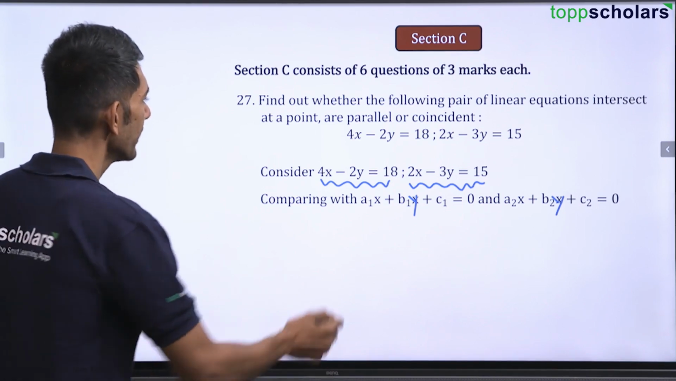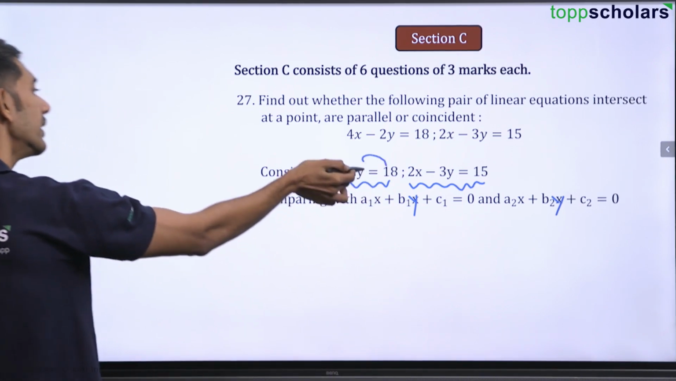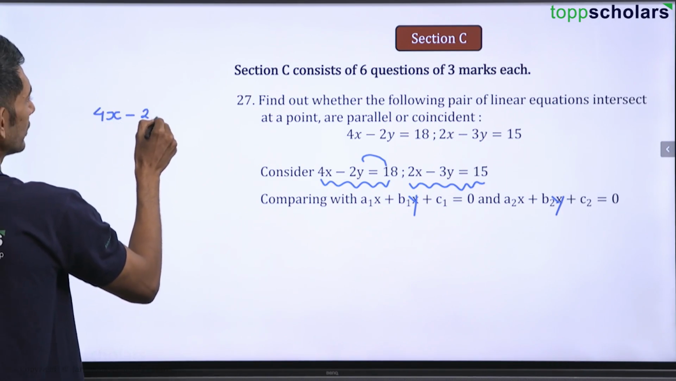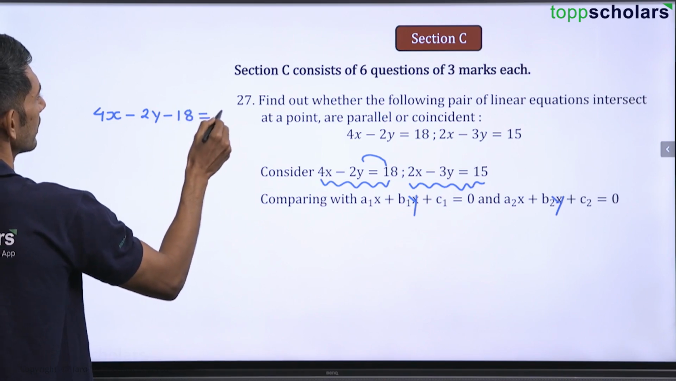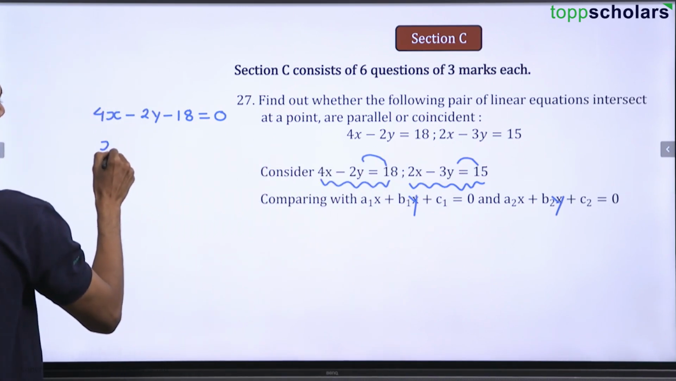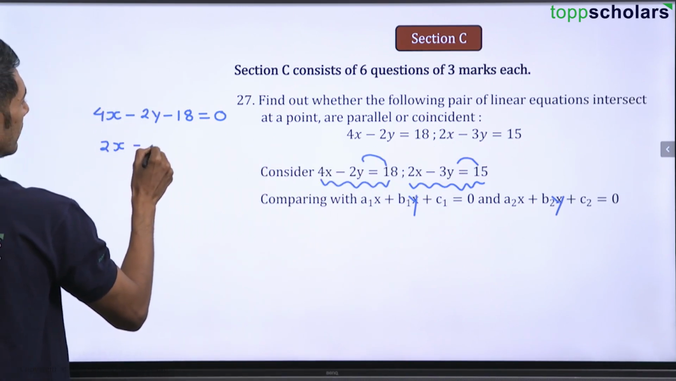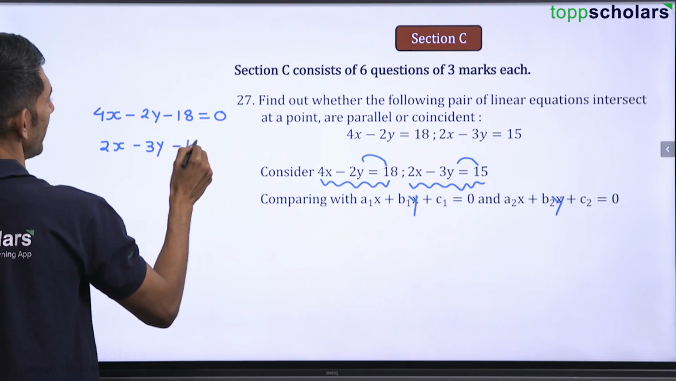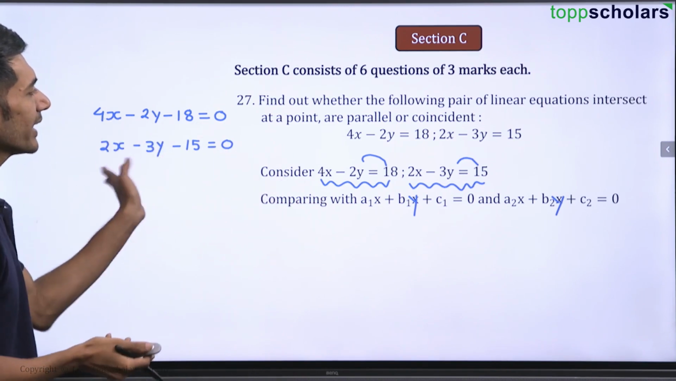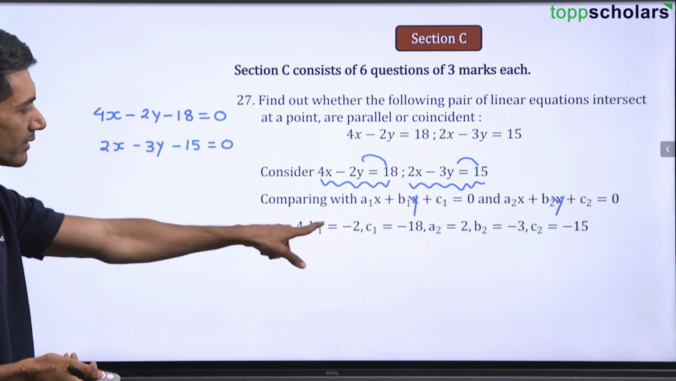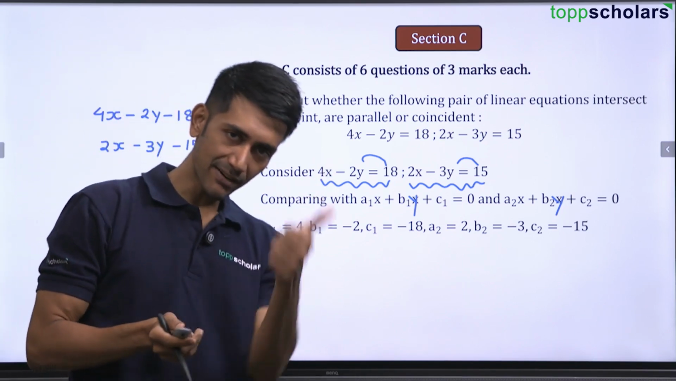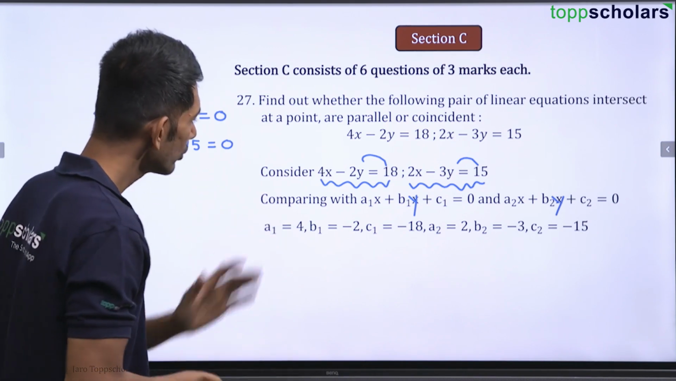you get the values of a1, b1 and c1. So here, firstly what you need to do is take it to the other side and write down 4x minus 2y minus 18 is equal to 0, and this becomes 2x minus 3y minus 15 is equal to 0. So you get a1, b1, c1 and you get a2, b2, c2, right? Now all you need to do is take the ratios, that is a1 by a2, b1 by b2, c1 by c2. So let us do that.